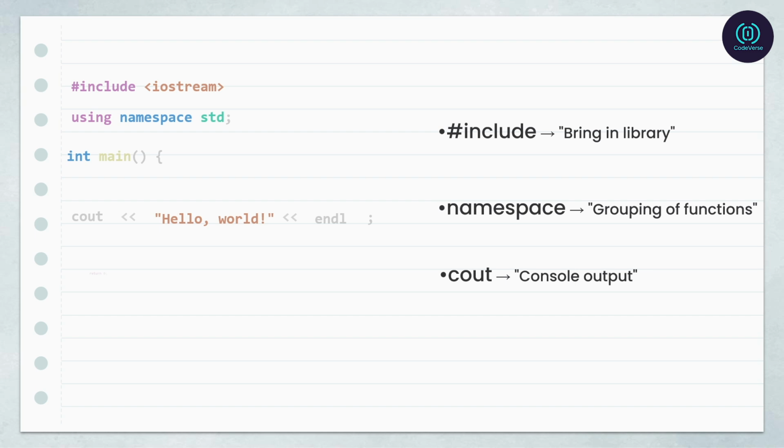So, this entire line says, print hello, world, and then go to the next line. You can also use \n instead of endl, but we'll talk about that later. This is the last line inside main. It returns the value 0 to the operating system, which means the program ran successfully.